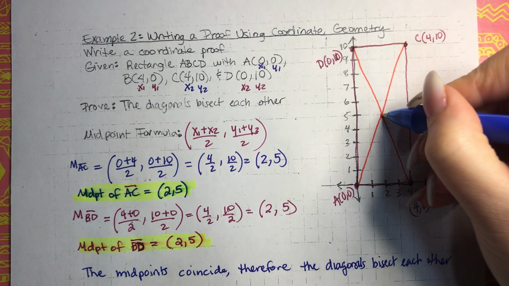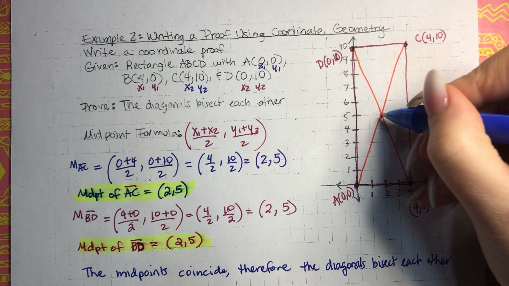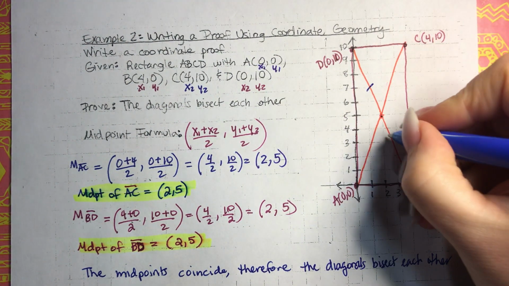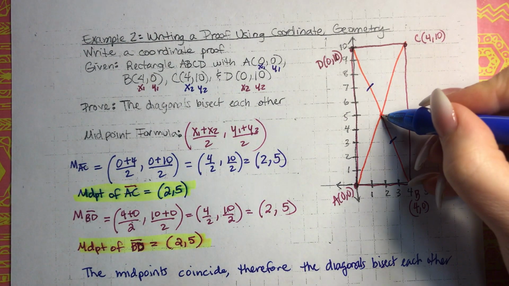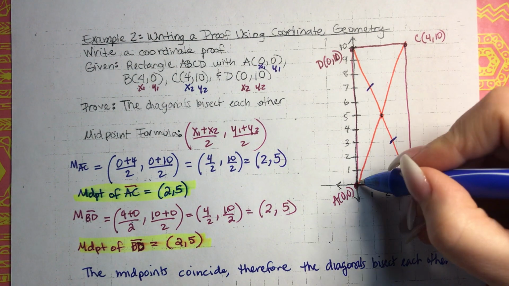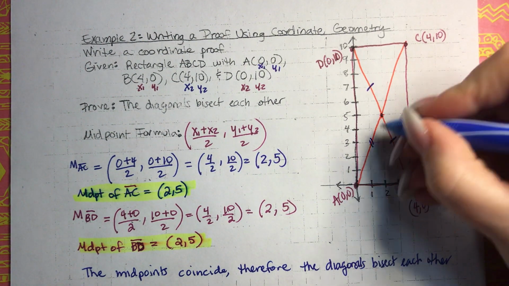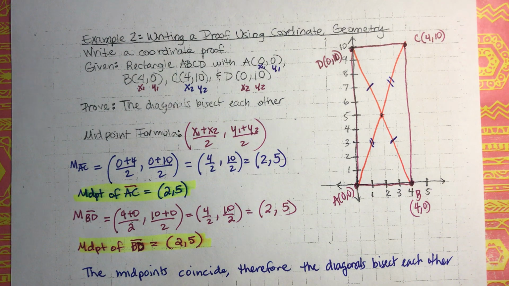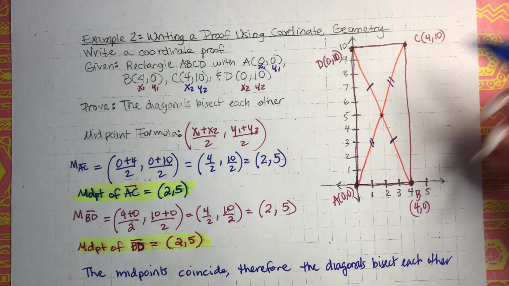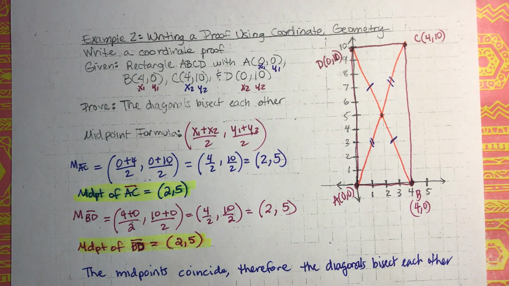So since (2, 5) is the midpoint of this, that means this is the same as that. And since (2, 5) is the midpoint of this one, it means that they are the same as well. They cut each other in half. Perfect. Okay, let's look at the next example.